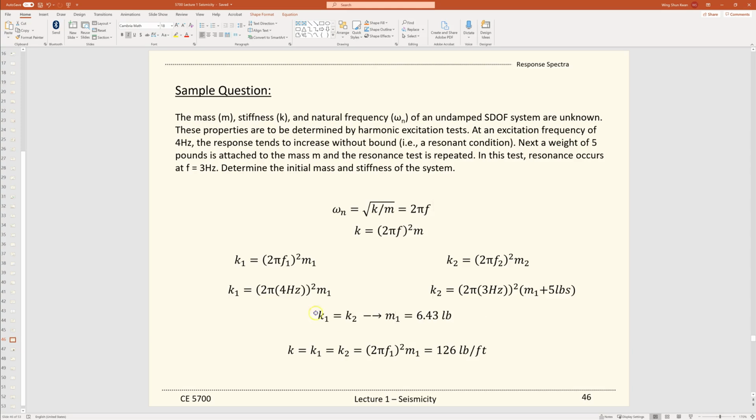So if we solve the two equations right there, we get the mass equal to 6.43 pounds. And now that we know the mass, we plug back into one of these equations, and we can find the stiffness of the system is 126 pounds per foot.